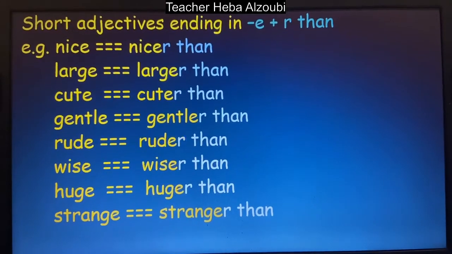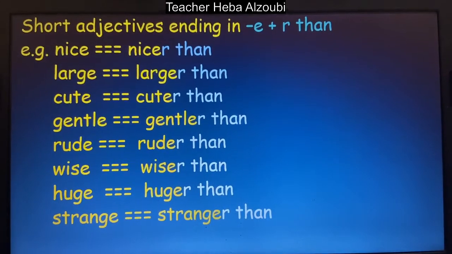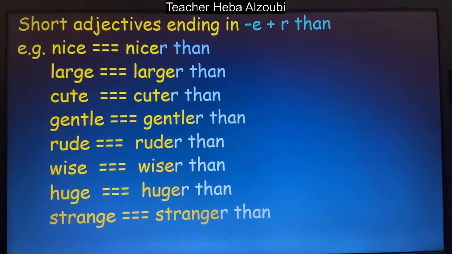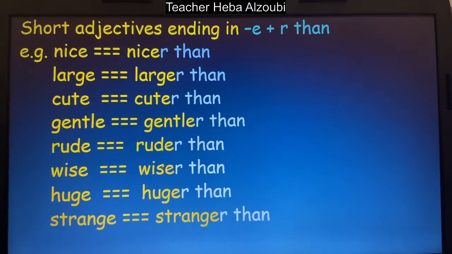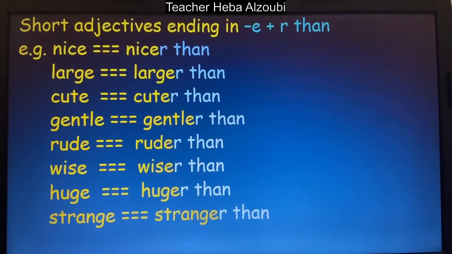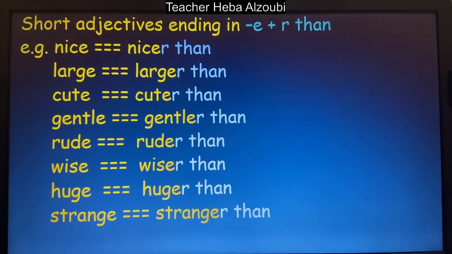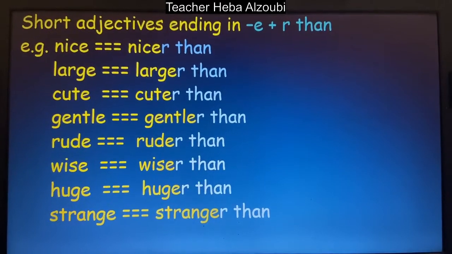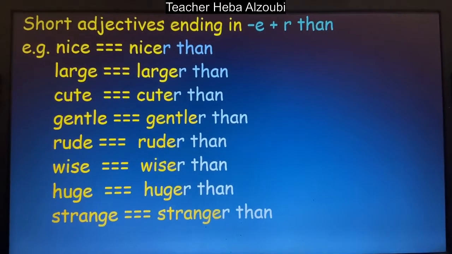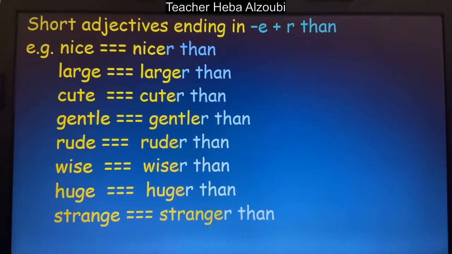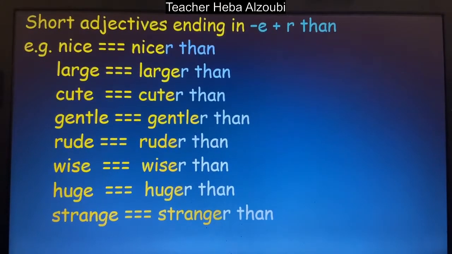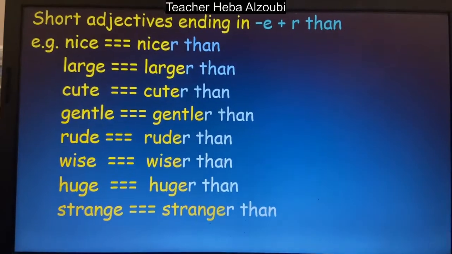Let's read them again. Nice, nicer than. Large, larger than. Cute, cuter than. Gentle, gentler than. Rude, ruder than. Wise, wiser than. Huge, huger than. And the final one is strange, stranger than.